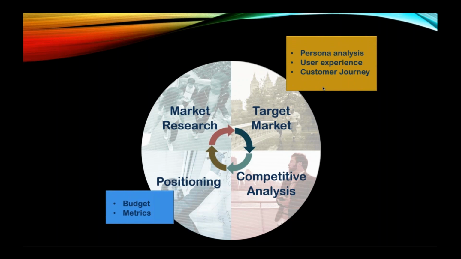Target market is typically based off of persona analysis, which we are very familiar with as content professionals. We focus in on user experience in terms of what are the various aspects of user experience that need to be honed in, and what's the customer journey that we anticipate our audiences going through. Positioning is dictated by budget and metrics in terms of how many resources a company or an organization is willing to devote to a product, and what are the success metrics that are going to drive or push this product forward.